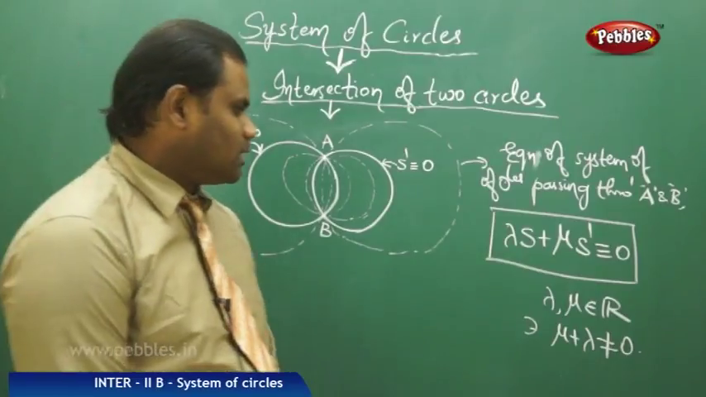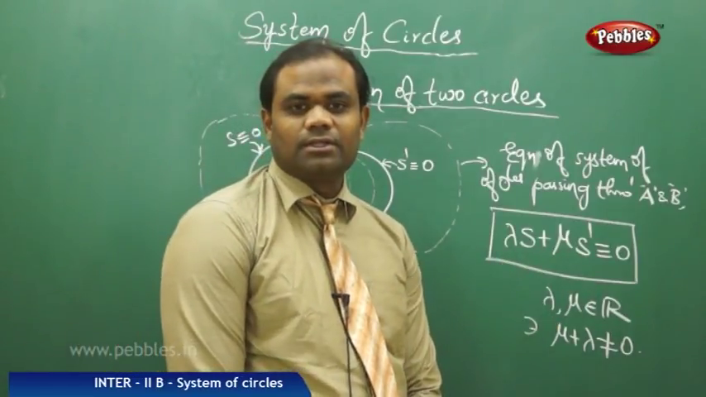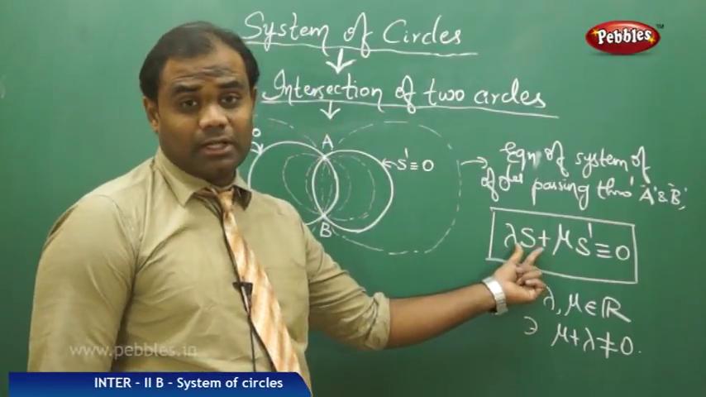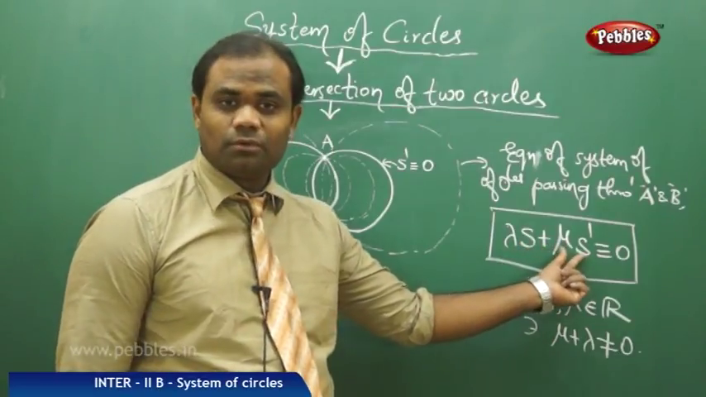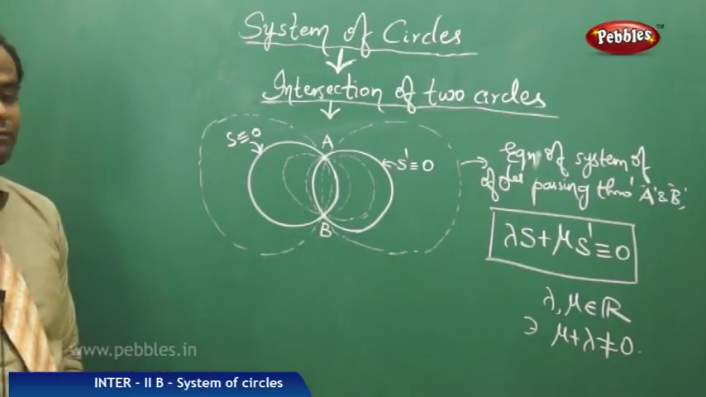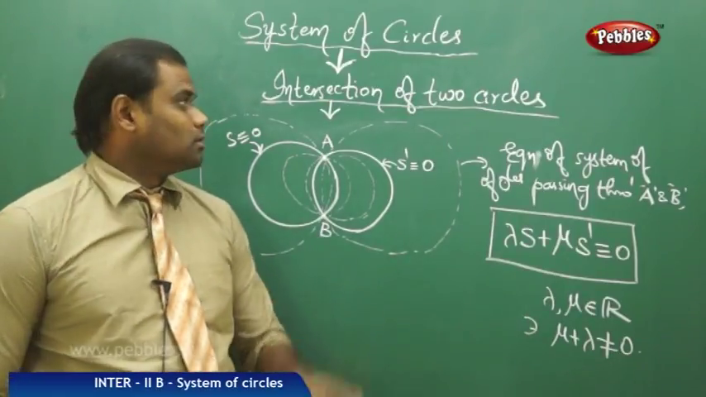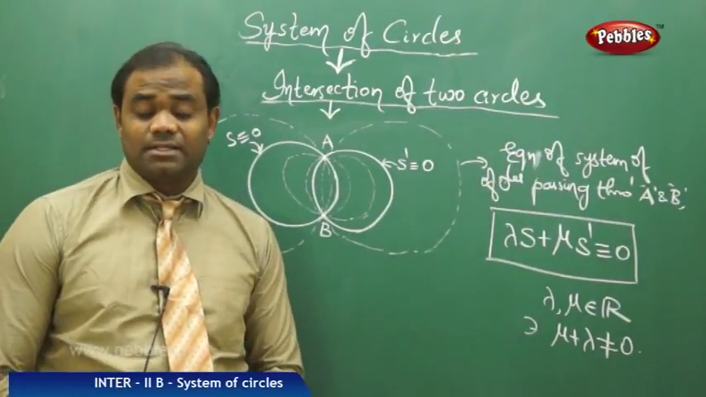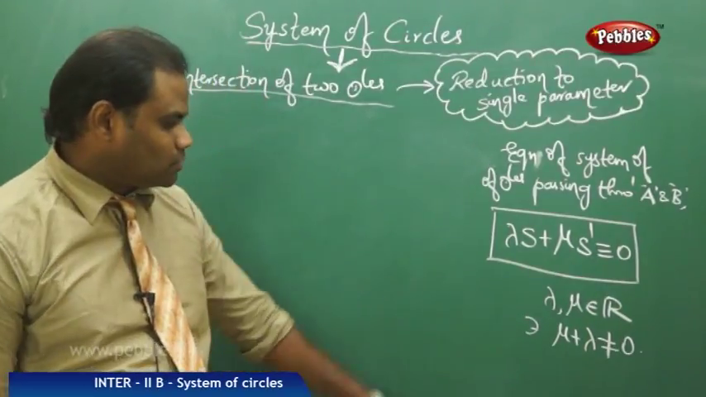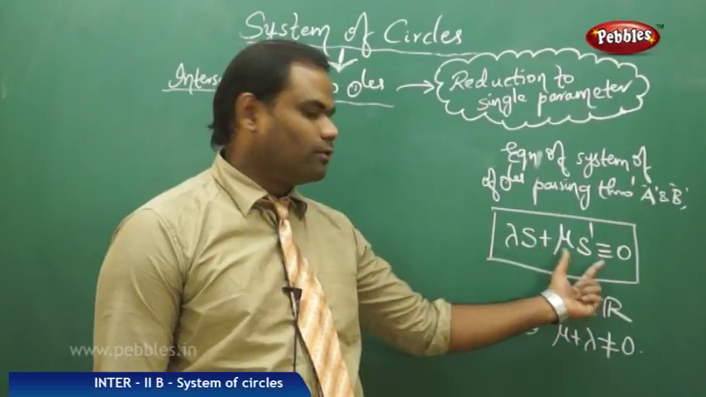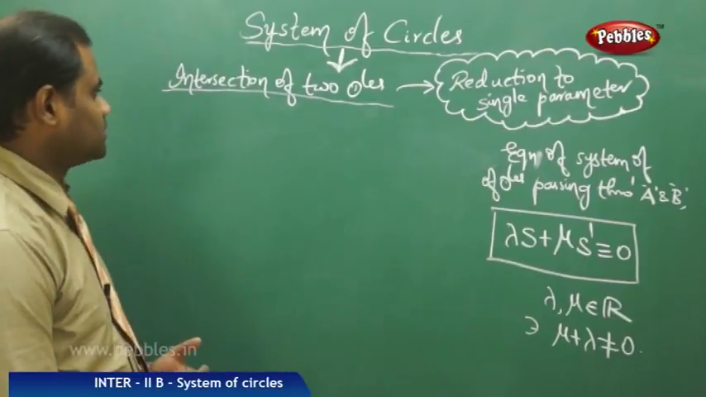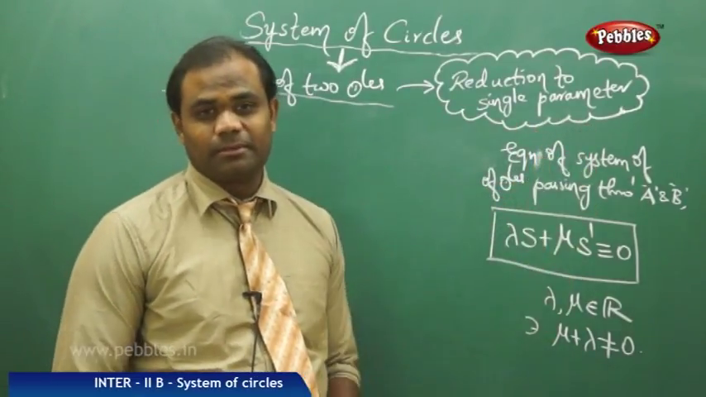Now the parameters here are lambda and mu, which define the system. There are two parameters: lambda associated with the circle S = 0, and mu associated with the circle S' = 0. This is how we define the system of circles for the intersection of two circles S = 0 and S' = 0. Now that we have two parameters, mu and lambda, next let's reduce that to a single parameter.